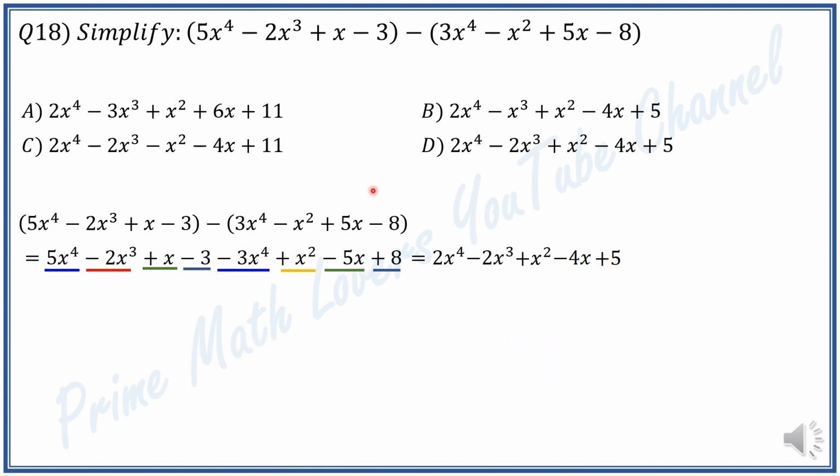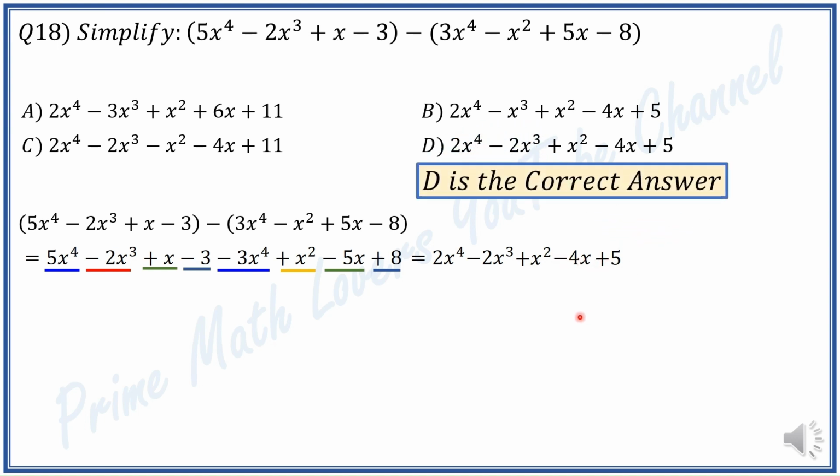So between these answers, this one, D, is the correct answer. 2x to the power of 4 minus 2x cubed plus x squared minus 4x plus 5. D is the correct answer.